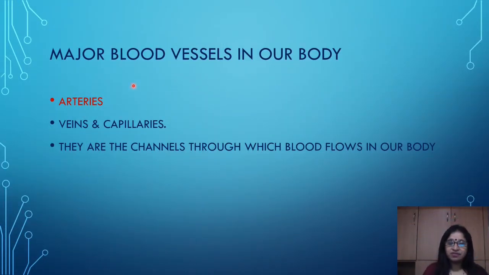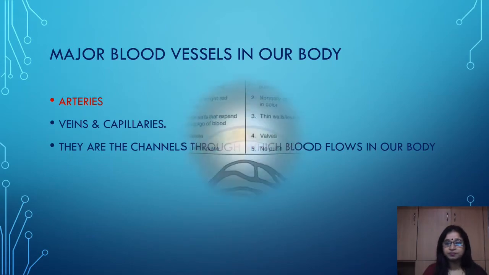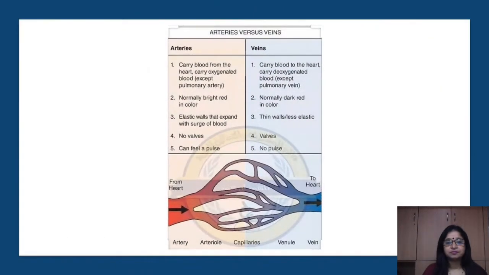The major blood vessels in our body through which the blood flows in the process of circulation are the arteries, the veins, and the capillaries. So they are the channels through which blood flows in our body. Now, what are the differences between the arteries and the veins?